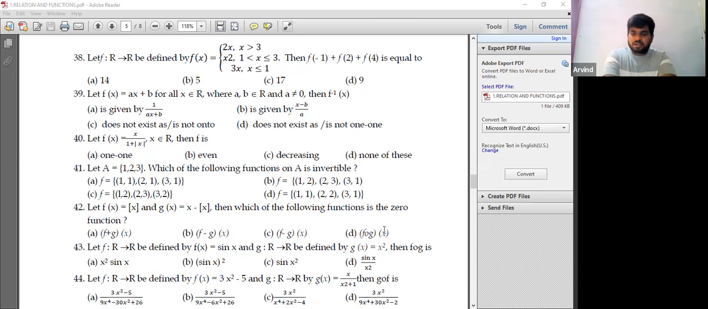Option D is f circle g of x. Try this. You know the algebra of functions. Two functions f plus g of x can be simply written as f of x plus g of x. F minus g of x can be written as f of x minus g of x. F into g of x can be written as f of x into g of x. And f circle g of x is nothing but f of g of x.